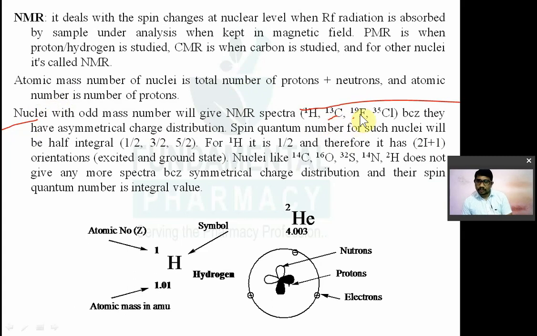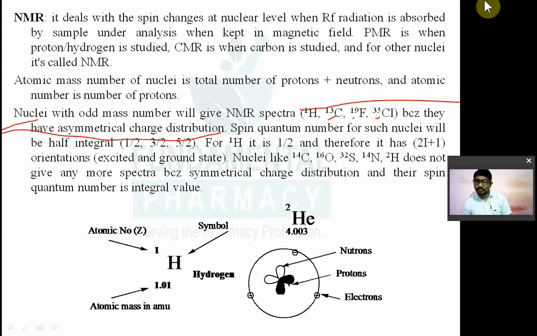Then fluorine 19 and chlorine 35, because these nuclei have an asymmetrical charge distribution, not a symmetrical one. If atomic number and atomic mass number are both the same, then there is symmetrical charge distribution. If atomic mass number and atomic number are different, there is an unequal charge distribution. Nuclei with odd mass number, like H1, carbon 13, fluorine 19 and chlorine 35, will give you NMR spectra because they have asymmetrical charge distribution, and also because of the spin quantum number of such nuclei. Okay, that covers atomic number.